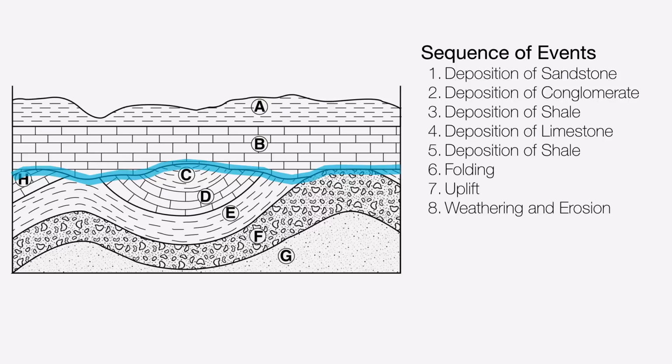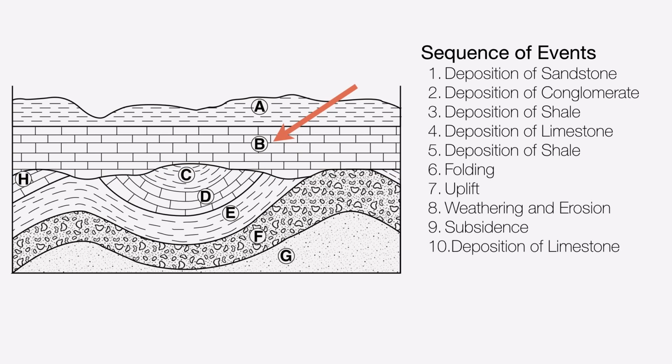Now, at the moment, it's not an unconformity. Something else has to happen, and that is those bottom layers have to subside. We have to have subsidence, and they have to sink back underwater so that layer B, the limestone, can form on top.